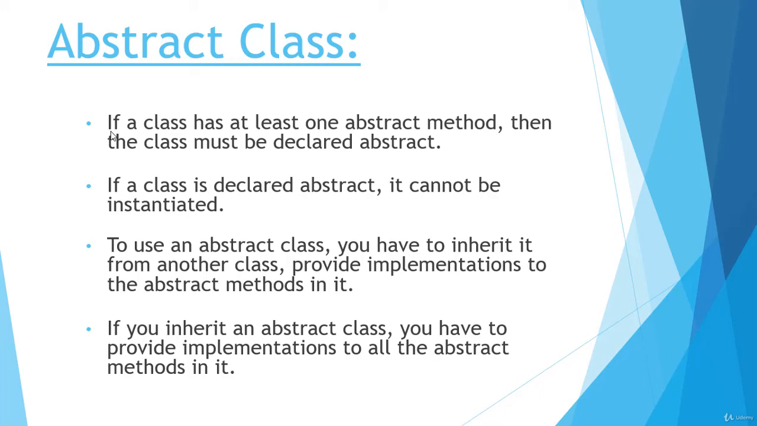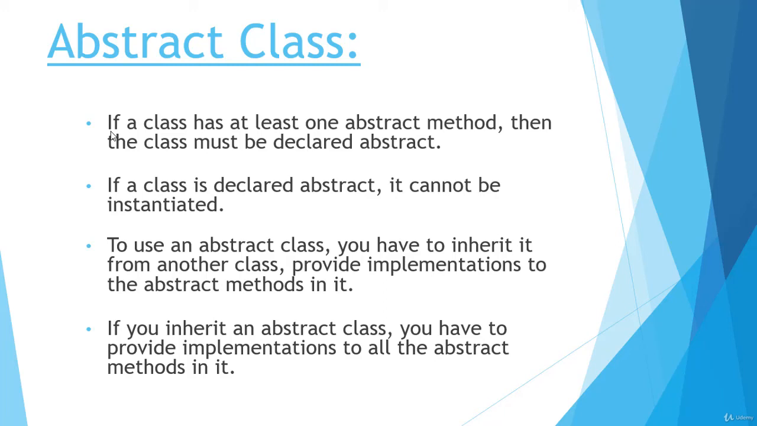This means we cannot create an object of the abstract class. To use an abstract class, you have to inherit it from another class and provide implementations to the abstract methods in it. Now, if you want to use that abstract class, then you have to inherit that class with the other class so that you can use all the features of that class in your child class.